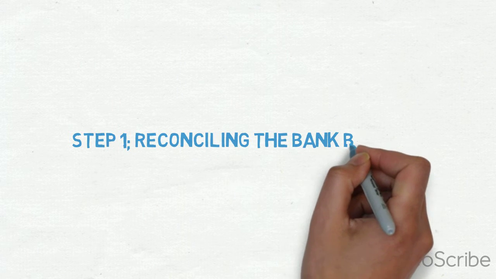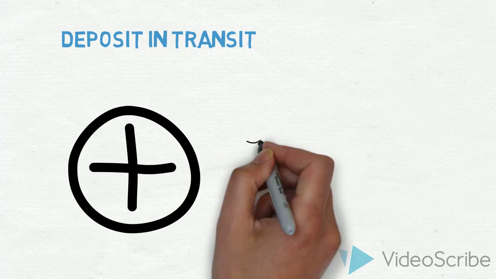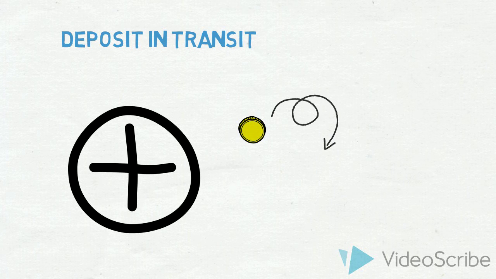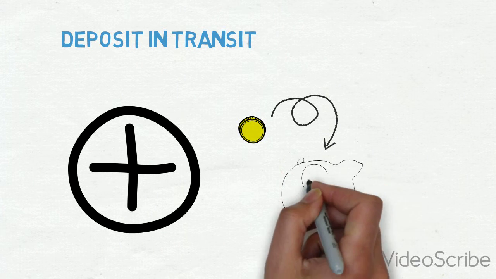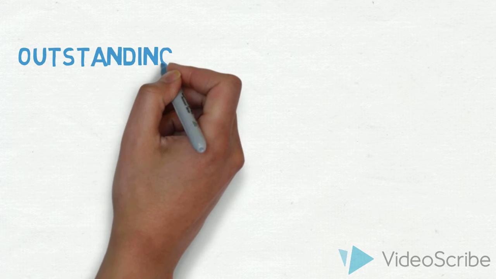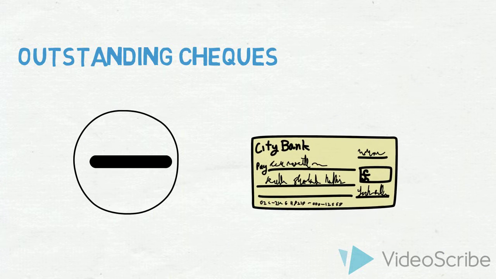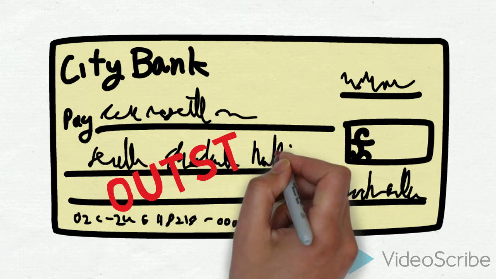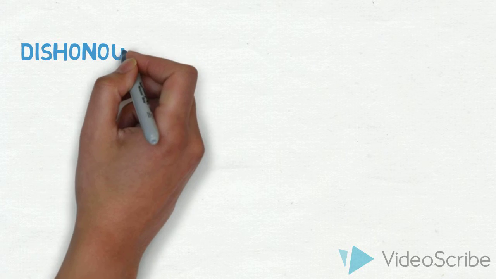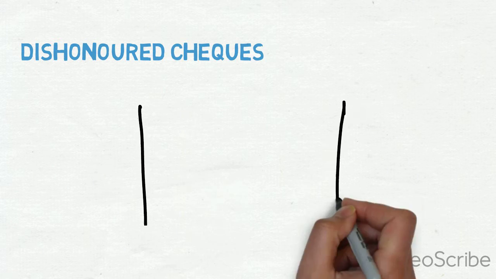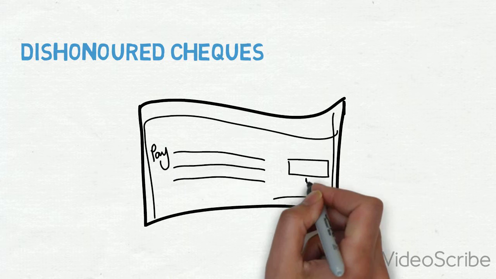The first step is to adjust the cash balance reported on the bank statement to the company's actual balance. This is done by adding deposits in transit, which are deposits that have been made by the company but not yet cleared the bank as of the current statement date, and subtracting outstanding checks, which are checks that have been distributed but not cleared by the bank as of the current statement date. Not to forget dishonored checks, which are insufficient funds from a payer's account, otherwise known as bounced checks.